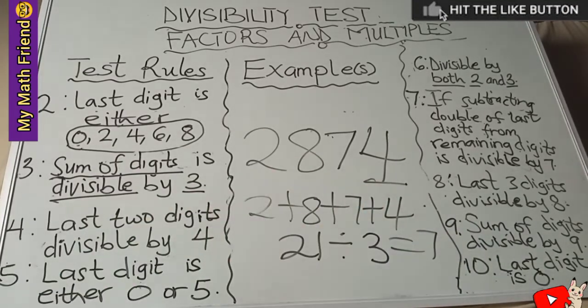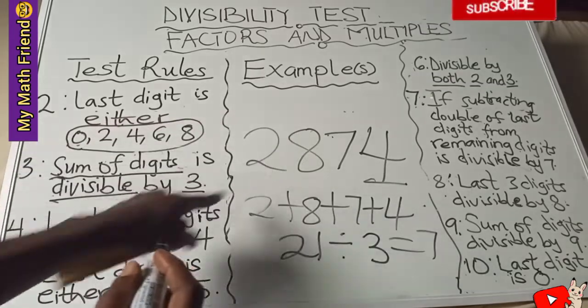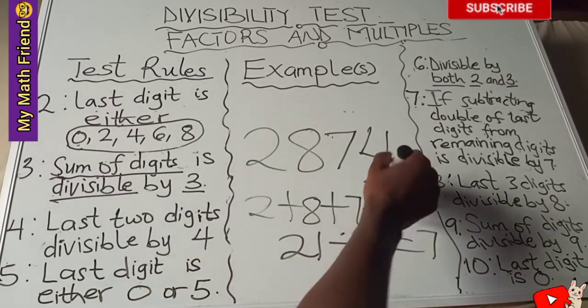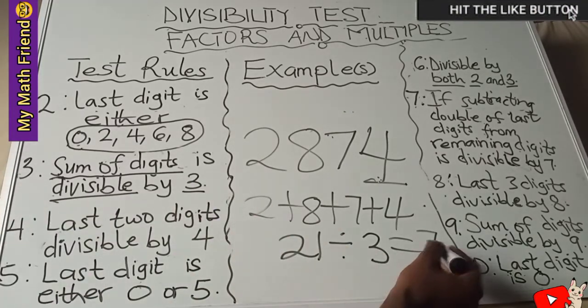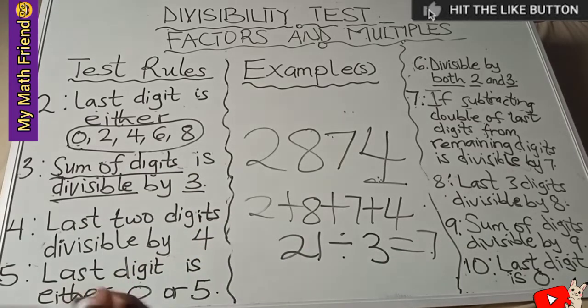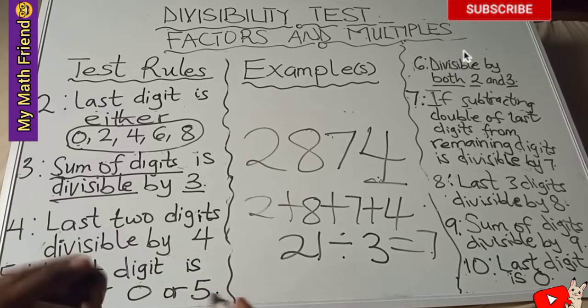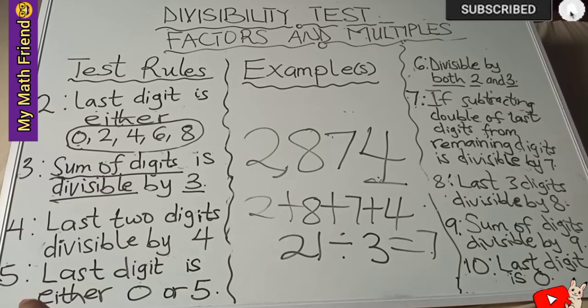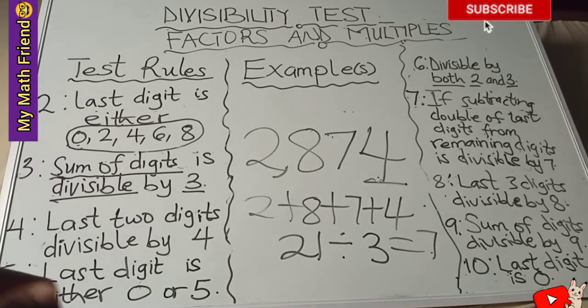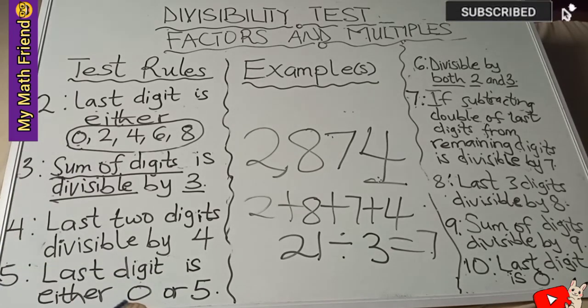So because this number is divisible by 2, where the last digit is 4, and also divisible by 3, that is when we sum the digits and divide by 3, it gives us a number exactly without a remainder, then we can conclude and say that 2,874 is divisible by 6, or is a multiple of 6, or we say 6 is a factor of 2,874. Very well, good. So it should work for both 2 and 3.